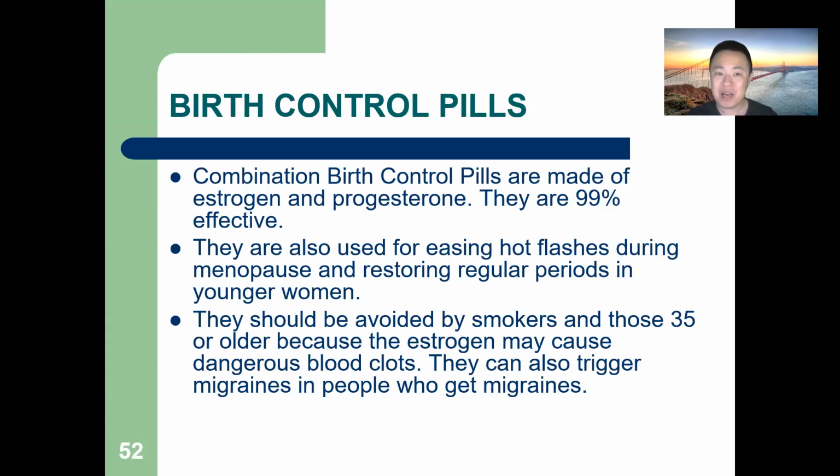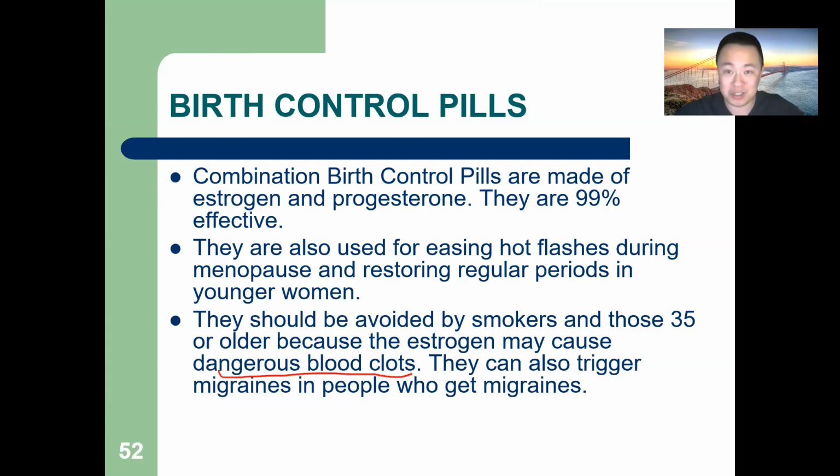All right, combination birth control pills are made of estrogen and progesterone, and they're 99% effective. They're also used for easing hot flashes during menopause and restoring regular periods in younger women. So during menopause, the estrogen levels drop significantly, and that starts to cause the menstruation cycle to not do its normal thing. One way to treat that is to put the estrogen back in there through an injection or supplementation, okay? However, they should be avoided by smokers and those 35 years old, because estrogen may cause dangerous blood clots.